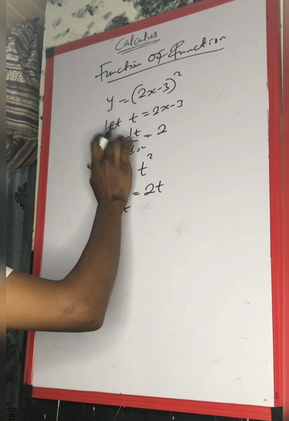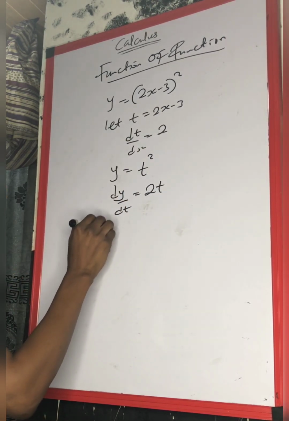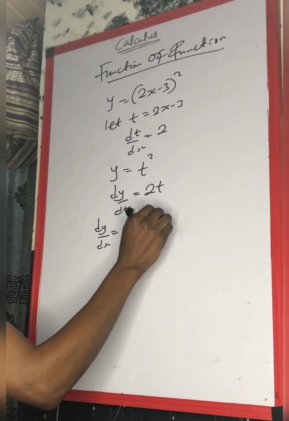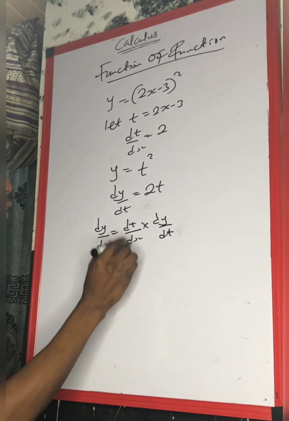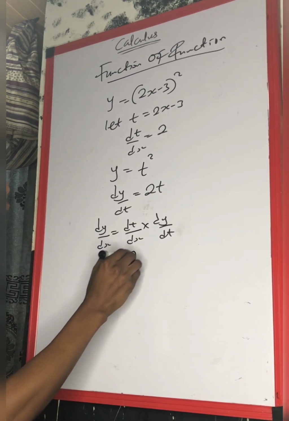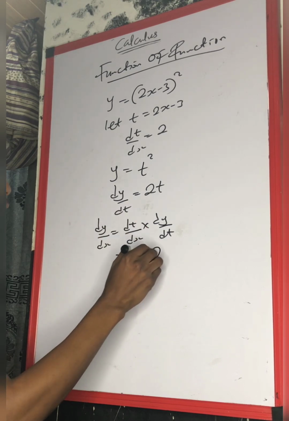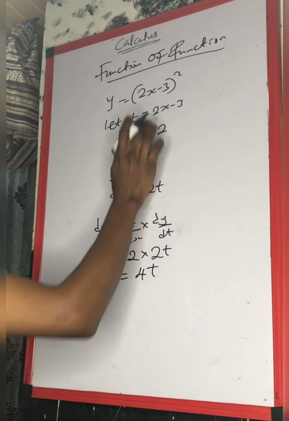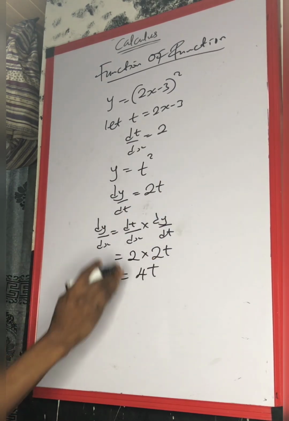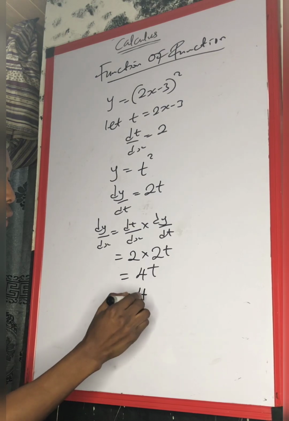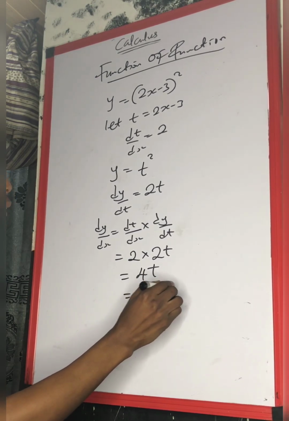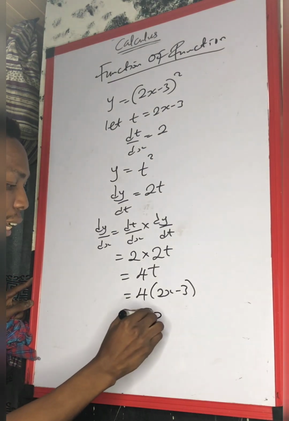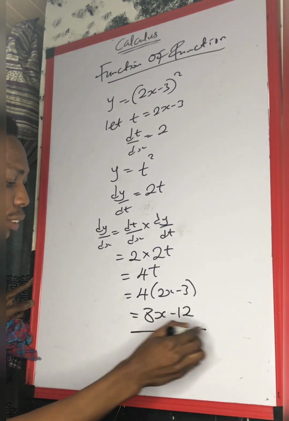To get dy/dx is to multiply the two together. So our dy/dx becomes dt/dx times dy/dt. So dt/dx is 2 times dy/dt, which is 2t, will give us 4t. And this time around, our t is 2x minus 3, so we substitute. Which is 4 times the bracket 2x minus 3. So we can use this 4 to open the bracket. It becomes 8x minus 12. So that's our answer.